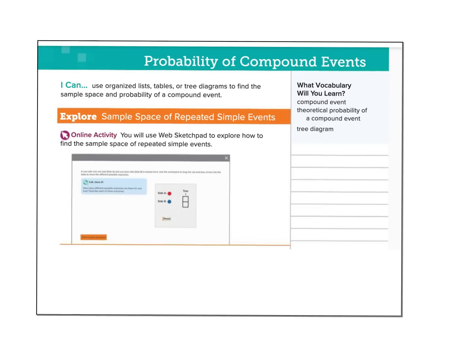All right, hey guys, today we are going to do lesson 10.5, which is the probability of compound events. By the end of today, you're going to be able to make an organized list, table, or tree diagram to find sample spaces and the probability of a compound event. So by the end of this video, hopefully you can tell me what a list, table, and tree diagram are, and what a compound event is. So if you guys can open your math book up to page 547, we will get started there.